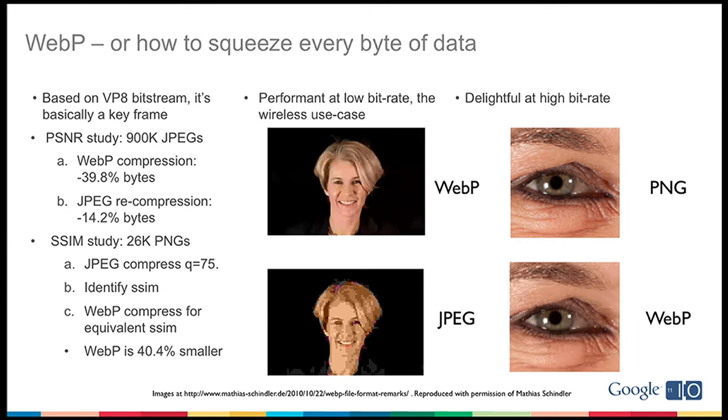It is based on the VP8 bitstream, which is what's also used for the WebM video format. At first, we did a pretty large study with about 900,000 JPEGs. If we took them and tried to compress them again for the same signal-to-noise ratio, we would get about 39.8% better compression. And we thought, oh, maybe it's just because the JPEGs that are out there are full of extra bytes that are not really needed. So we did something we call re-JPEG, JPEG recompression, and we could only get 14% improvement over that.